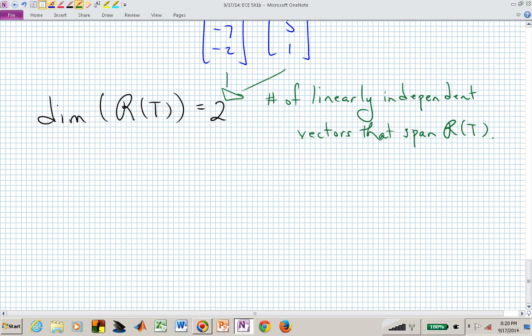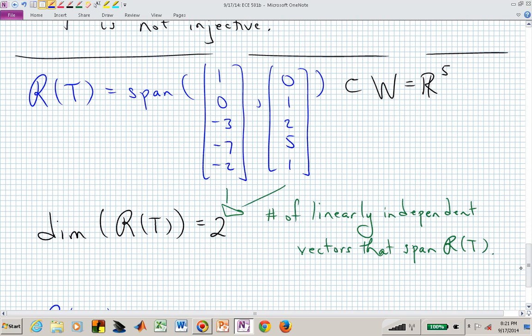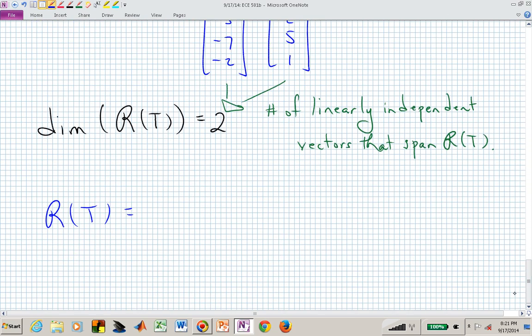And look at what we now have. We can see, I hope, fairly clearly that the range of T, although it lives in a five-dimensional space, does not span all of R5. So R of T does not equal all of W, or R5. So that's saying that T is not onto, or is not an onto map, and so it's not surjective.